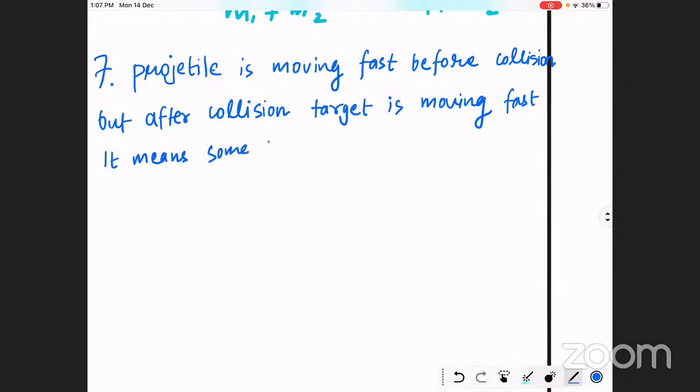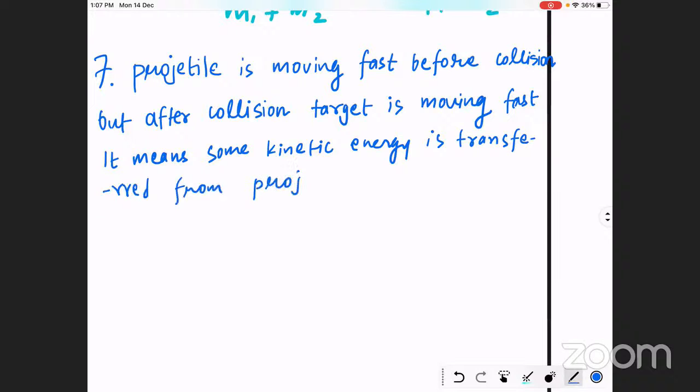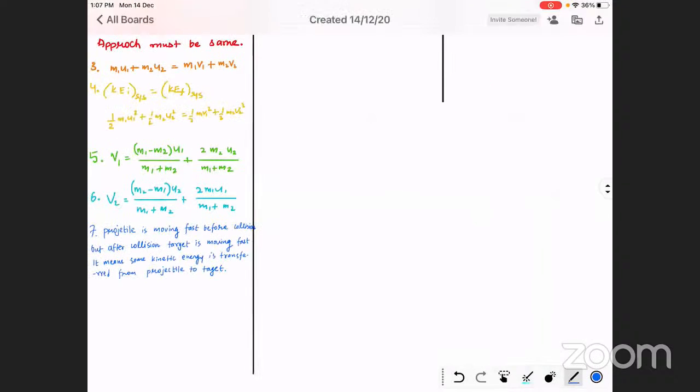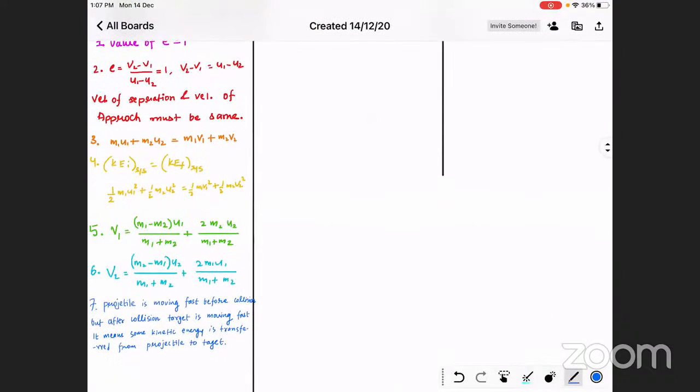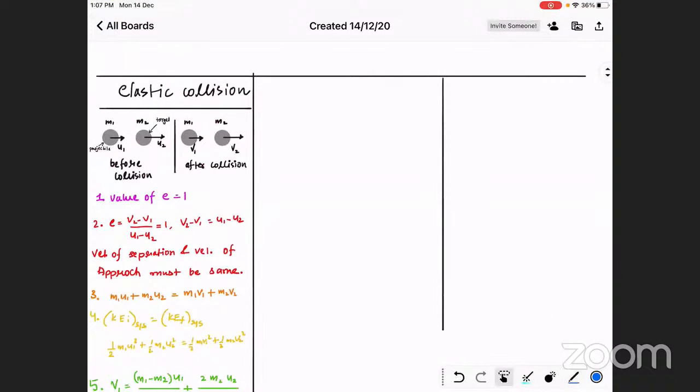It means some kinetic energy is transferred from projectile to target. Do you agree? Yes, sir. So I want you to look at only m1 and m2. Look at only m1. Let's redraw this diagram there.